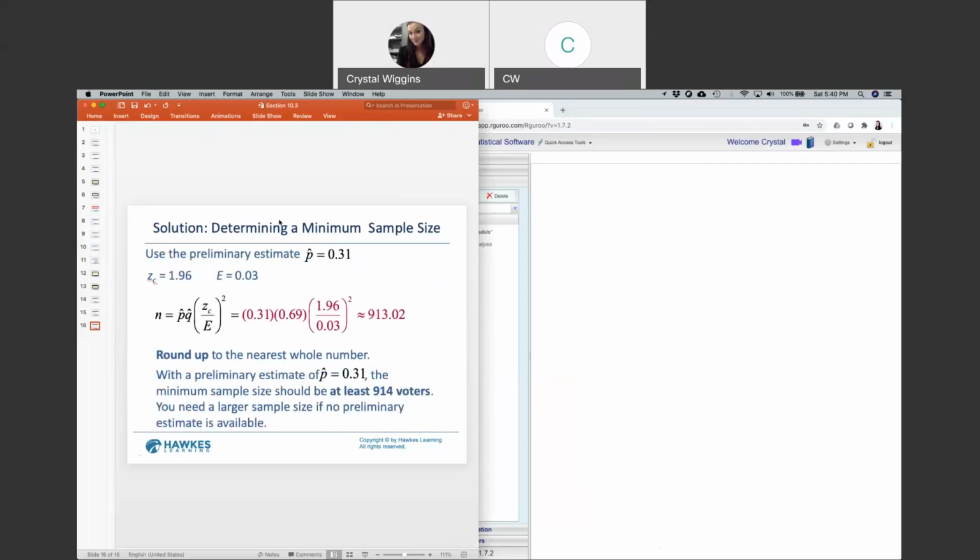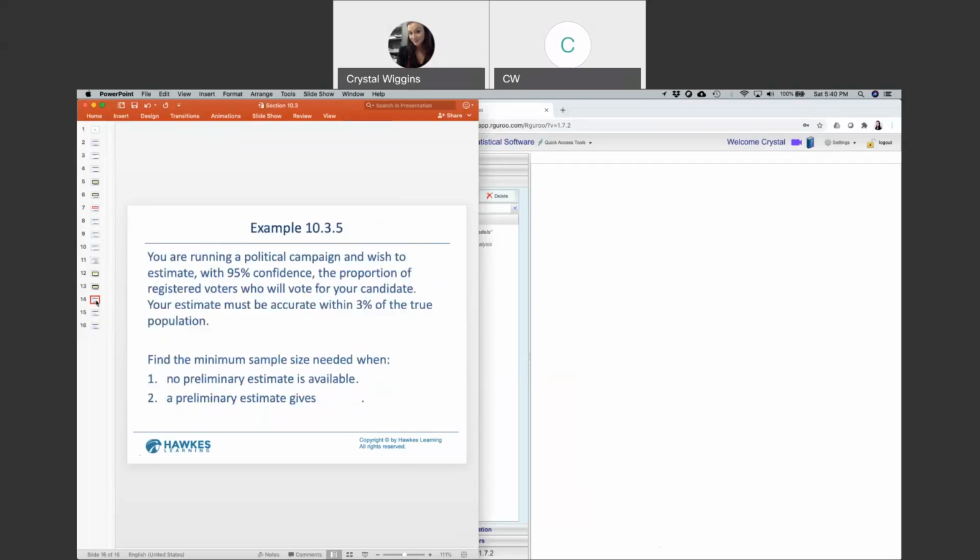Now, if we are looking at p hat is equal to 0.31, I'm actually going to insert that into this slide so that it is where it's supposed to be. Here we go. There we go. Back to what we were looking at.